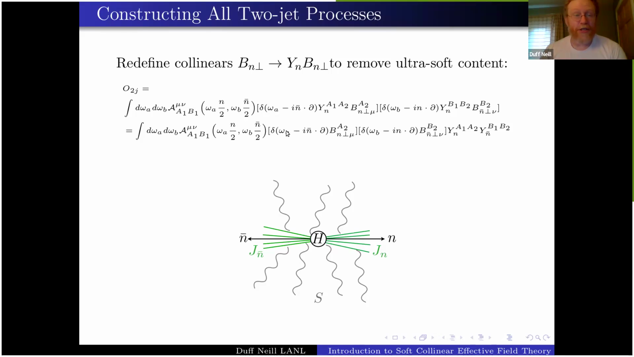I'll have a convolution between my collinear operators and my hard scattering process, which dumps the energy of each one of my jets into my hard scattering process. And that's just necessary in order to balance out the kinematics.